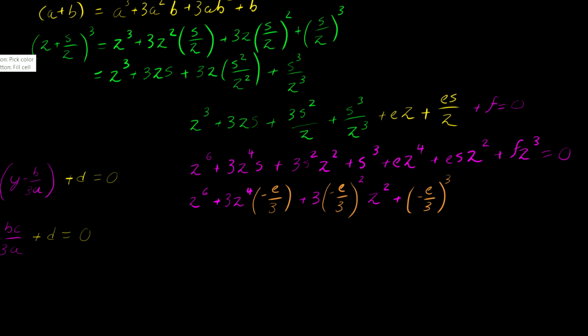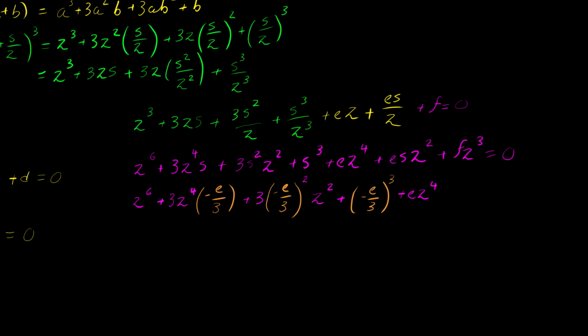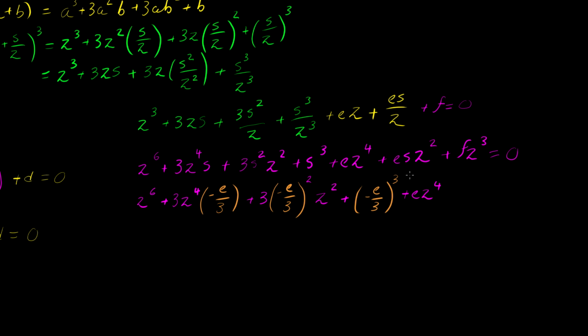And then we have plus e times z to the 4th. And then we have plus e times our s again, which is just negative e over 3, times z squared, plus fz cubed. And all of that's going to be equal to 0.